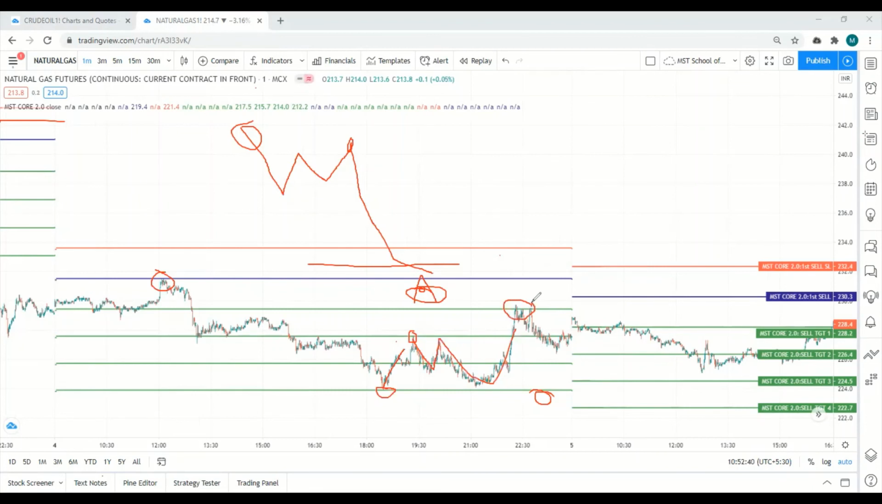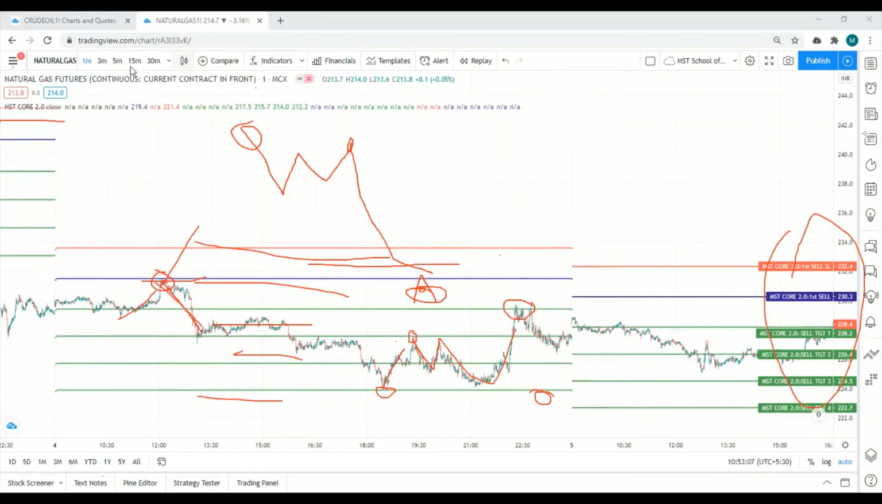So those people who know support and resistance, each and every one of our lines will be working as a support and resistance. You can make use of it. You can forget about this first buy, first sell, target 1, target 2. You just consider these lines. Whenever these lines are breaking, go for buy. Whenever these lines are not breaking and it is resisted here, go for sell. It is very simple.